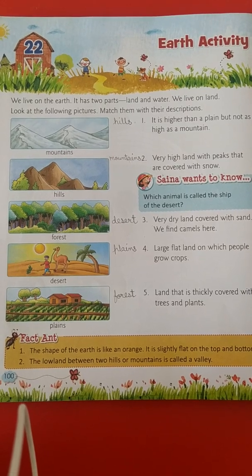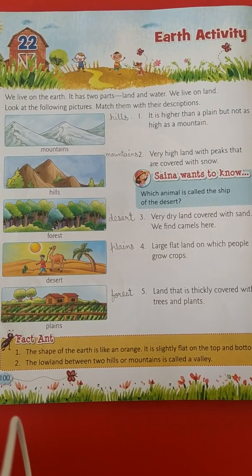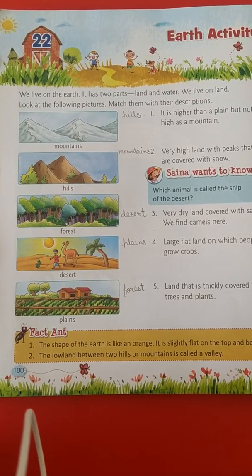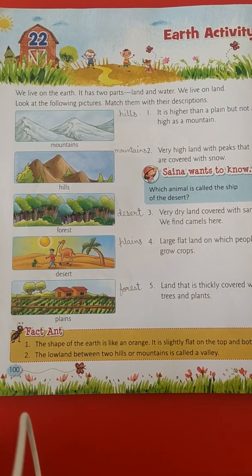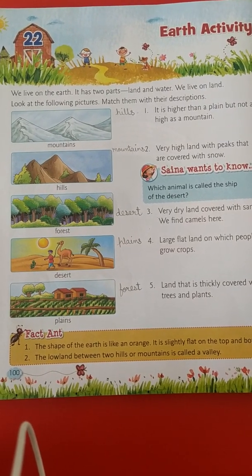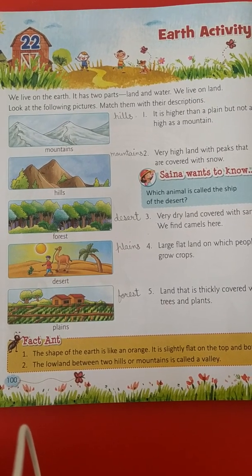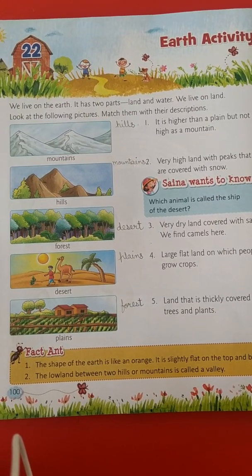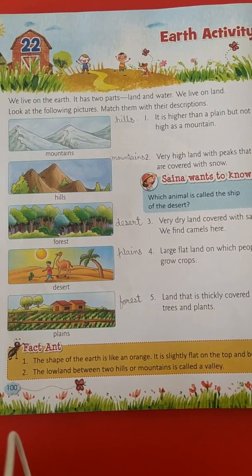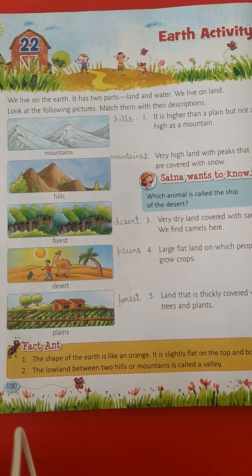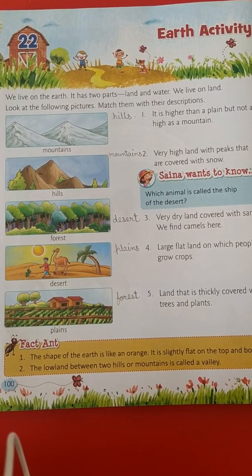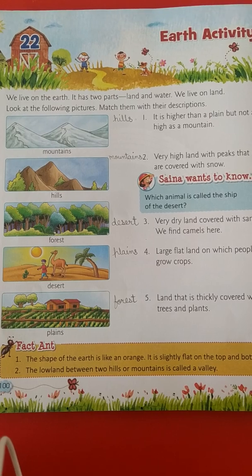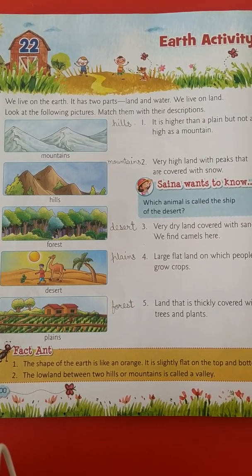Today we have read about our earth. In our EVS, we have read about the earth activity, that is on page number 100, chapter number 22. Over here, we have read how the earth and the landforms differ from each other. As you all can see in the picture, there are 5 pictures shown on this page: mountain, hills, forests, deserts and plains. But then how we will be able to differentiate between them, that we have learned in this chapter.